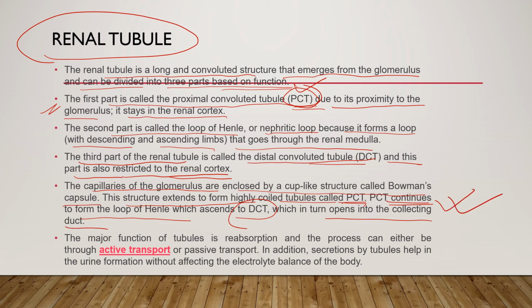So all this we will be seeing in the next slide, the full diagram of the renal corpuscle, the collecting tubules and the renal tubules. The major function of the tubules is reabsorption, and the process can be through either active transport or passive transport. In addition, secretion by the tubules helps in urine formation without affecting the electrolyte balance of the body. So they form the urine without affecting the pH balance or electrolyte balance of the body. Okay, so let us see the diagram of this renal tubule and corpuscle.